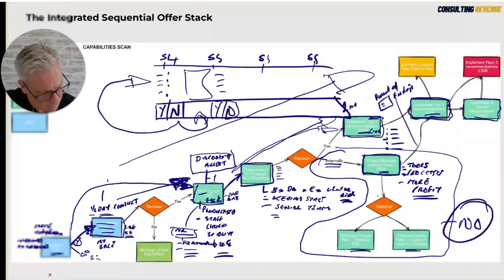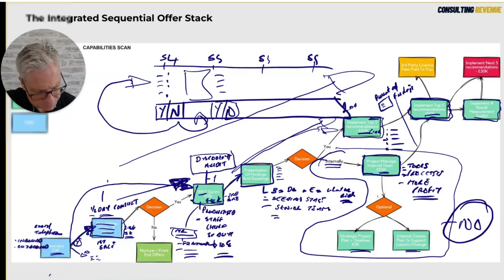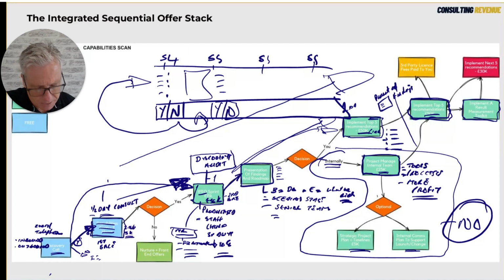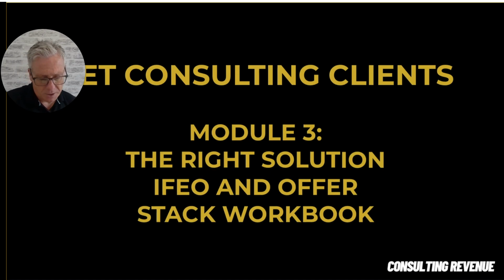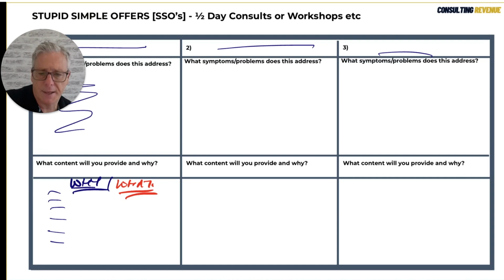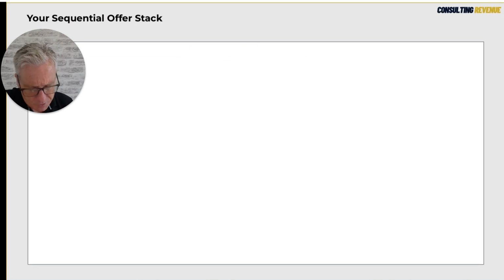So when you look in the workbook, you will see that you have a couple of pages. So we left off on the last video around writing out your stupid simple offers, so your half-day consults, or whether they be workshops, and then also you've got your front-end sprint, if you like, or your front-end productized solution. But then also, what could your sequential offer stack be?